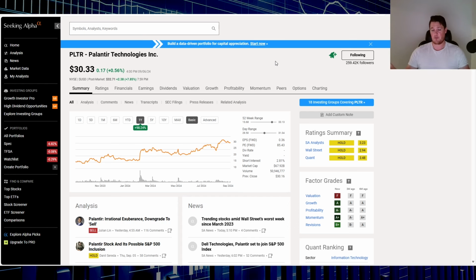News came out on Friday after hours, I believe, that it did get added to the S&P 500. So definitely that's good. It's going to add a lot of liquidity. It did go up 7.85% on Friday. So if it does even remotely open close to that, that is going to be a very good opportunity to sell calls.